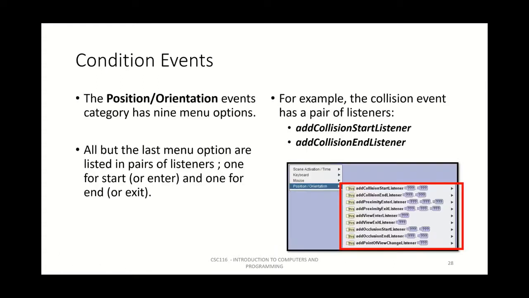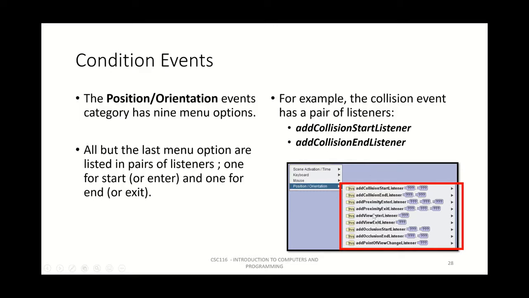And our last event is the condition event. The condition event, which is the position orientation events, has 9 menu options. But for the last menu option, listed in a pair of listeners, we have one for the start or enter, and then one for the end or exit. So we have a pair, for the start and also the end listener.